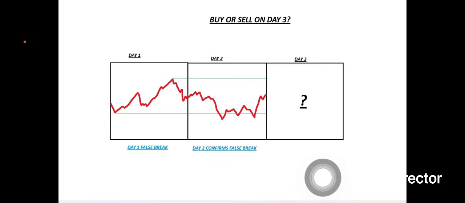The question is, on day 3, how do we know if we are looking for a long trade or a short trade? Are we going to be buying or selling on day 3? And obviously, this is an important question. This is an important subject to go over and to understand. So I'm hoping with this video, we can make some sense of this together.